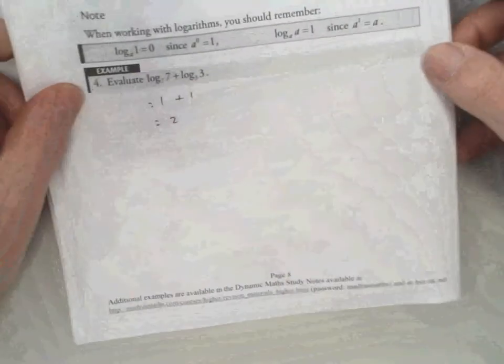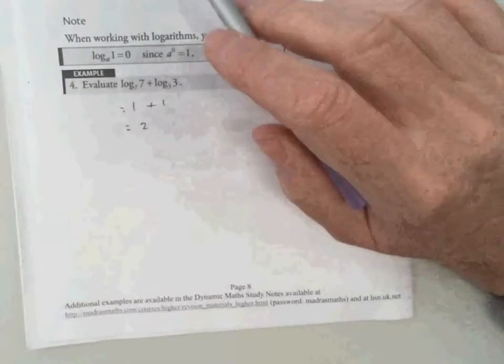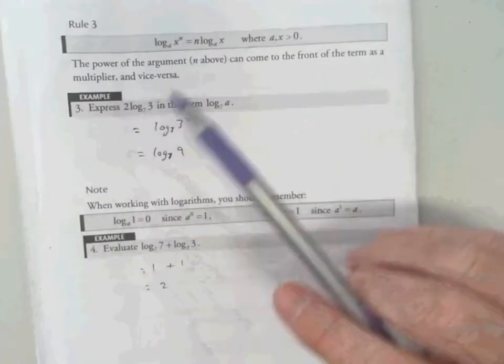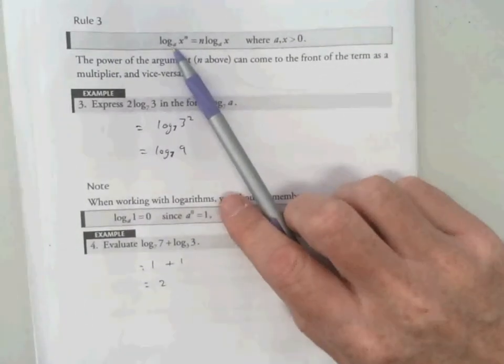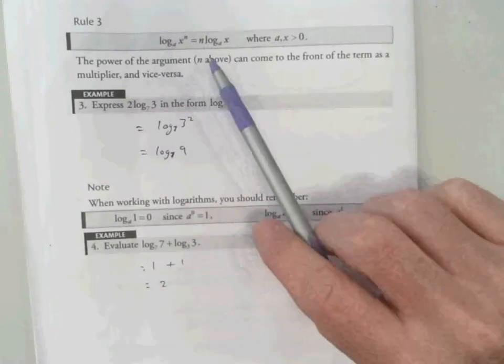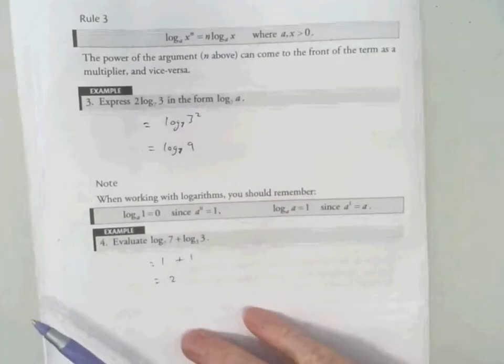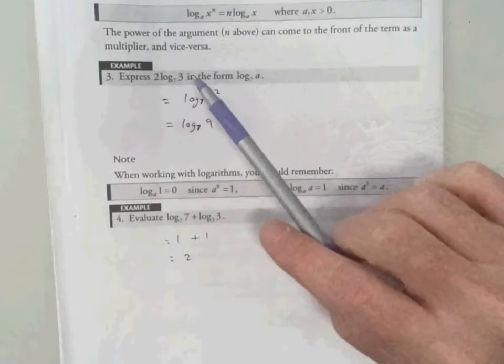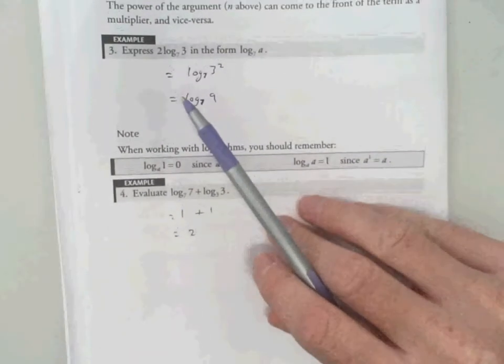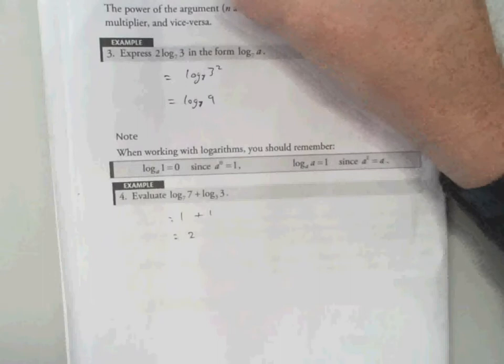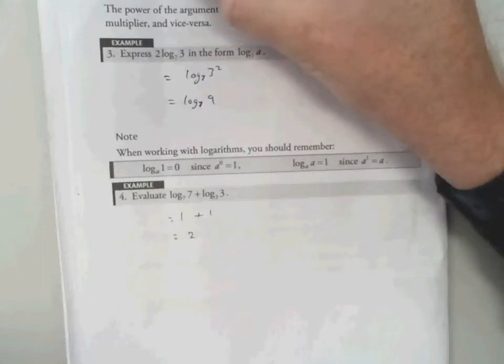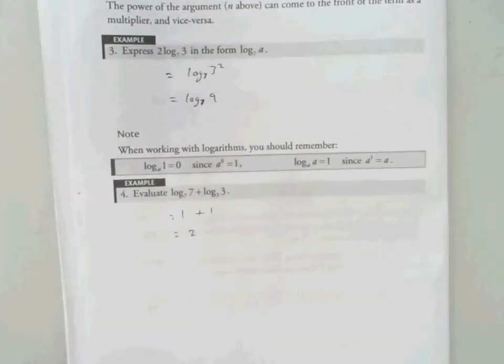Rule number 3. Log to the base a of x to the power n is equal to n log to the base a of x. So essentially we can bring the power to the front, or vice versa.